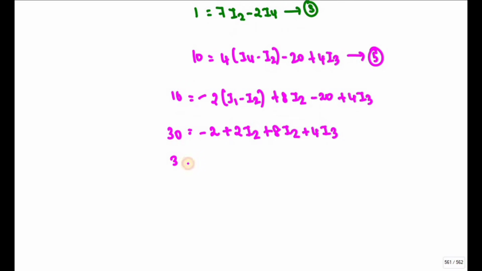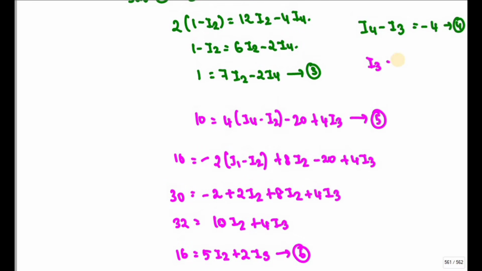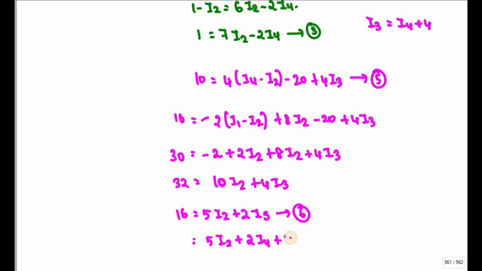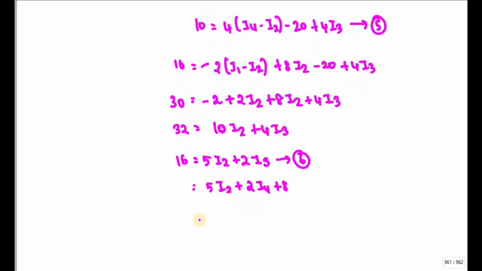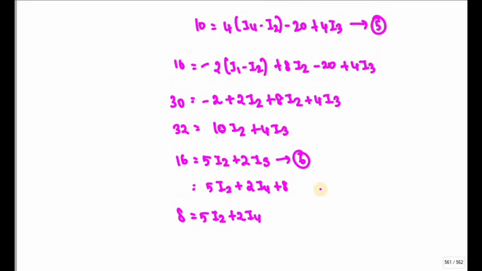minus 20. So I can write 32 is equal to 10 I2 plus 4 I3, so 16 is equal to 5 I2 plus 2 I3. This is my sixth equation. From the fourth equation, I3 is equal to I4 plus 4. Substituting in this equation, 16 is equal to 5 I2 plus 2 into I4 plus 8. So 8 is equal to 5 I2 plus 2 I4.